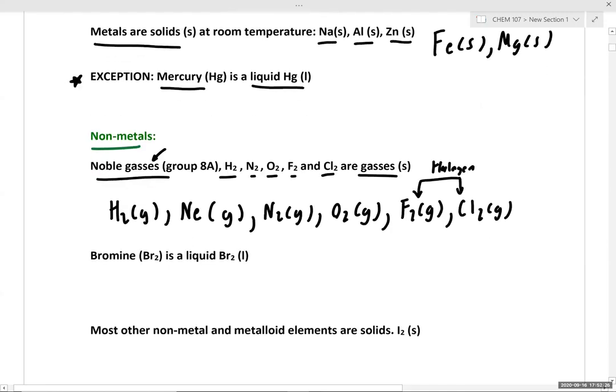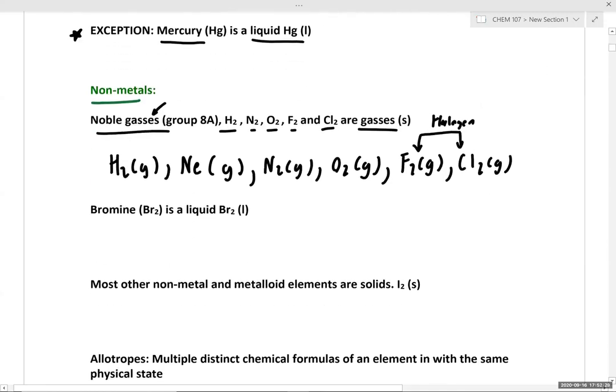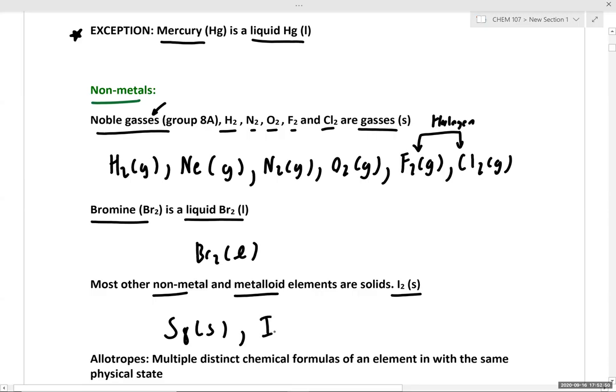There's one nonmetal that is a liquid, and that is bromine. Bromine is a liquid, so Br2 is a liquid. Most other nonmetal and metalloid elements are solids. So if the state symbol isn't found in one of these earlier lists, it's likely a solid. So for example, S8 is likely a solid. Iodine, likely a solid. Does this make sense to everyone? Does this review look familiar?